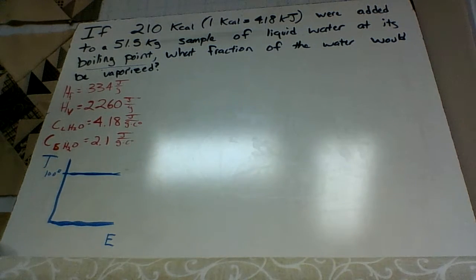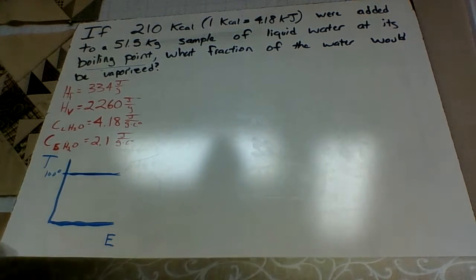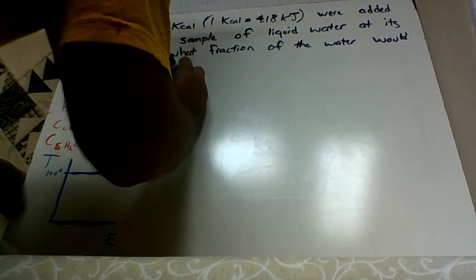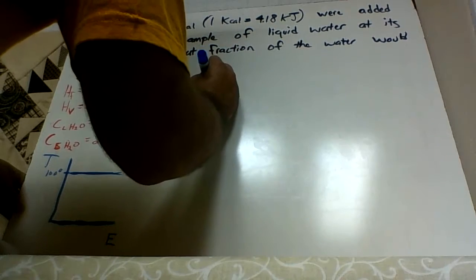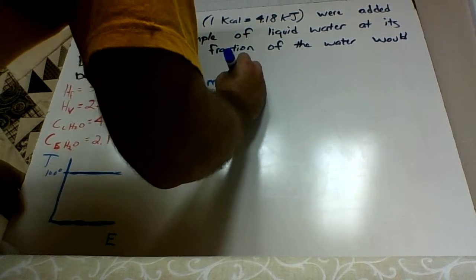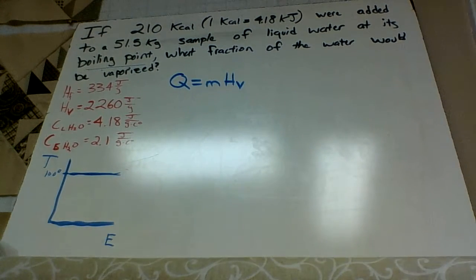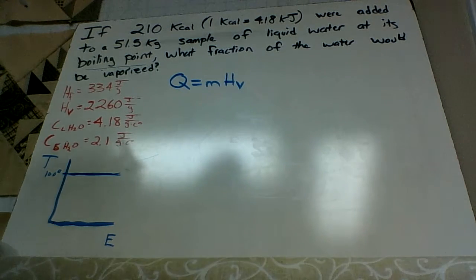And so there's actually two ways to solve this problem. I'll solve one way in blue and then the other way in green. So I'm going to write out Q is equal to mHv, like that. And so now I start reading the problem again to try and pull out variables.